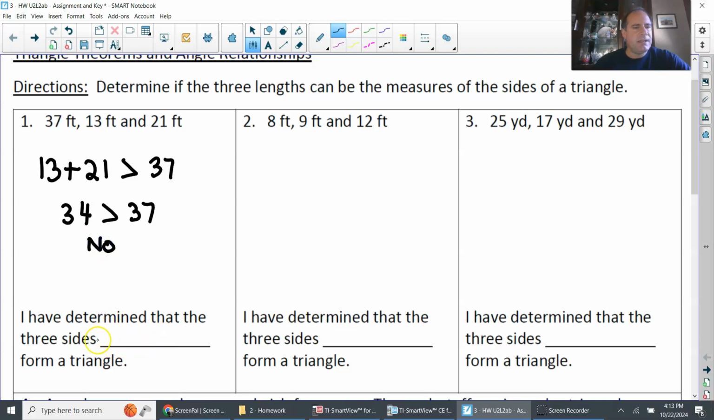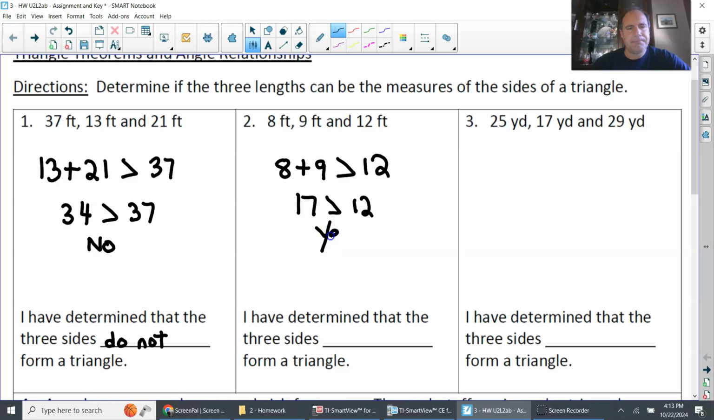And I've determined that the three sides do not form a triangle. So now I'm going to take the two smallest sides again. 8 plus 9 is 17, and 17 is greater than 12. And we're going to put yes. And I've determined that the three sides do form a triangle, because the sum of the two smallest sides is greater than the third.